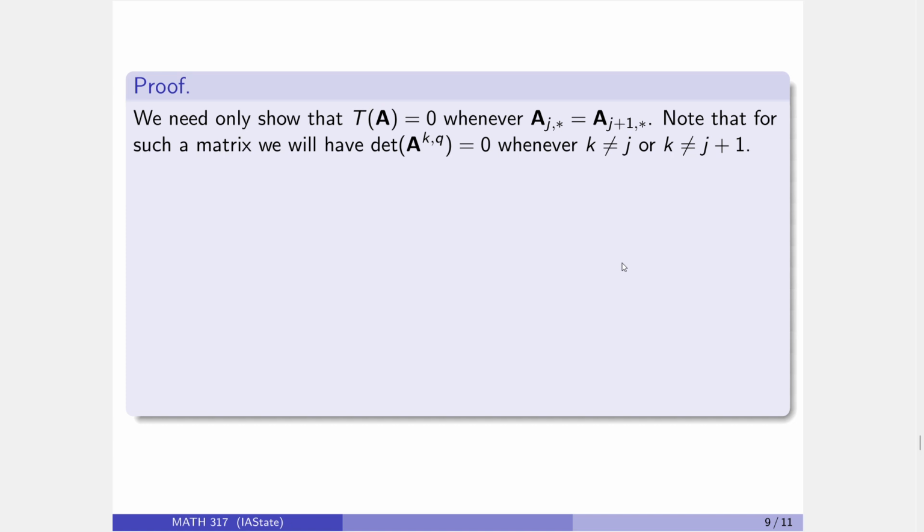All right, now note for such a matrix, the determinant of the kth row and qth column deleted will equal 0 whenever the kth row is not j or j plus 1, because we didn't delete the two identical rows, so the determinant must equal 0. And moreover, if you delete the jth row, or if you delete the j plus 1 row, then you'll have the same matrix, because this matrix had two rows that were identical, specifically these two adjacent rows.